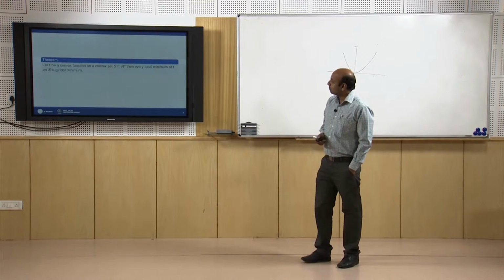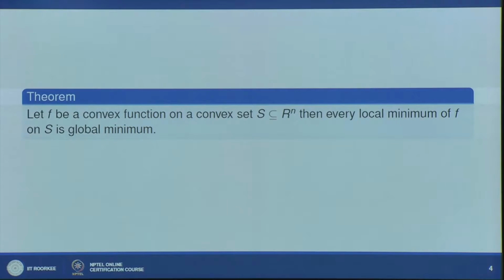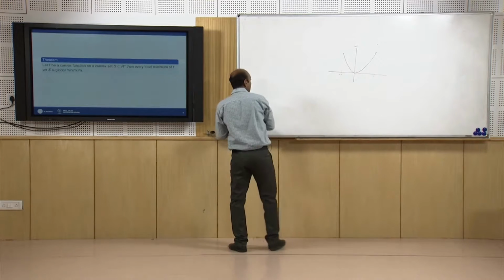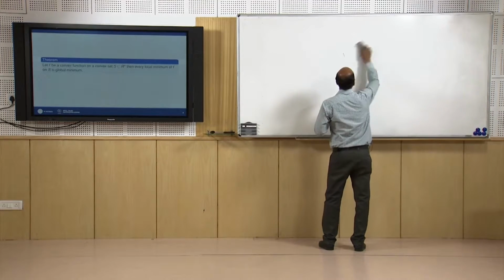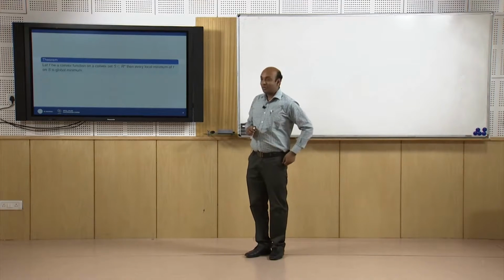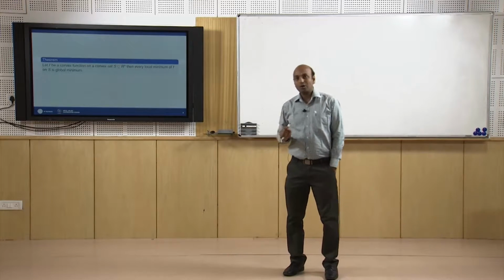The next very important property of convex functions: let f be a convex function on a convex set S, a subset of Rn, then every local minimum of f on S is a global minimum. So, what does it mean and how do we prove it? Let us see. So, if the function is convex and you find a local minimum on a convex set S, then it will be global by this property.